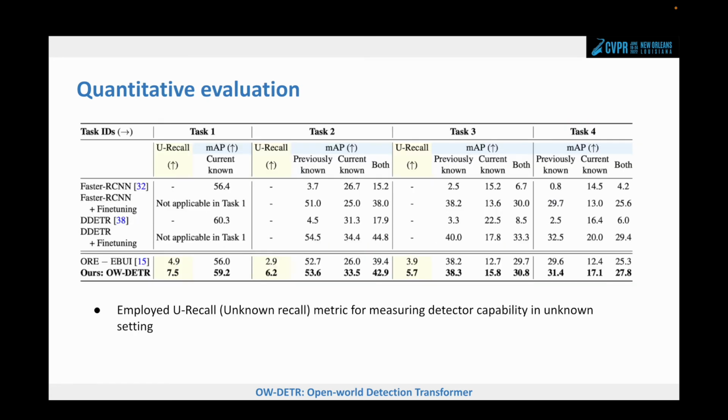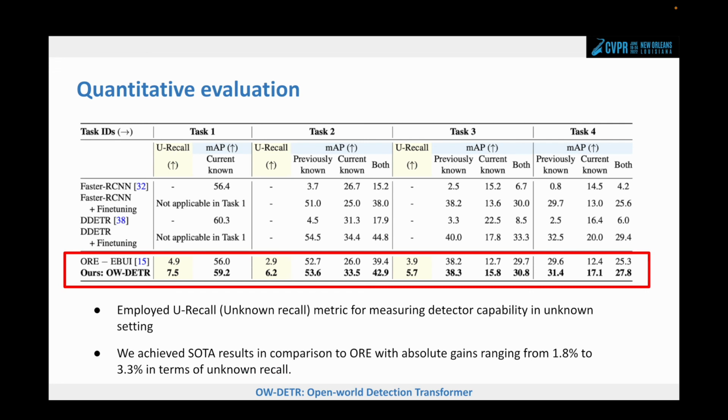Here, for quantitative comparison, we employ U-recall, a known recall metric, for measuring the detection capability in detecting unknown objects. The unknown recall quantifies a model's ability to retrieve unknown instances. As we can see, in comparison to ORE, we achieve SOTA results with absolute gains ranging from 1.8% to 3.3% in terms of unknown recall.